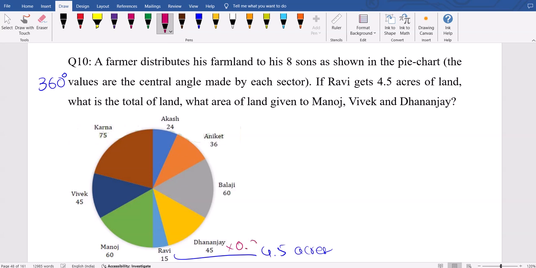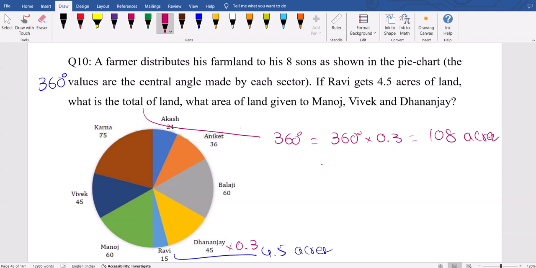Now the question is what is the total land? Total land is 360 degrees, no? So 360 into 0.3, which is 36 into 3, 108 acres. Total land will be 108 acres.